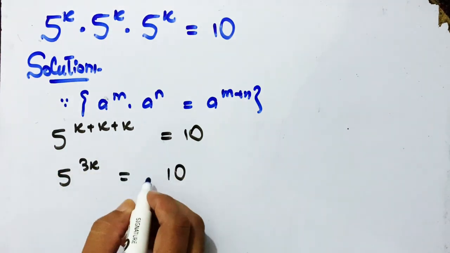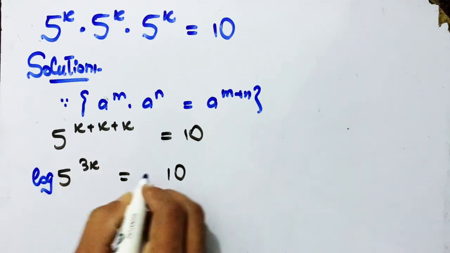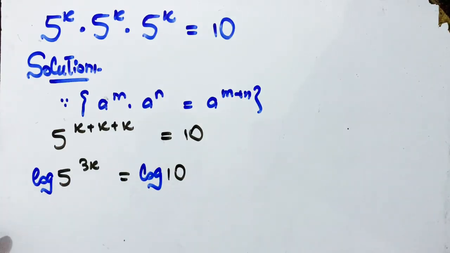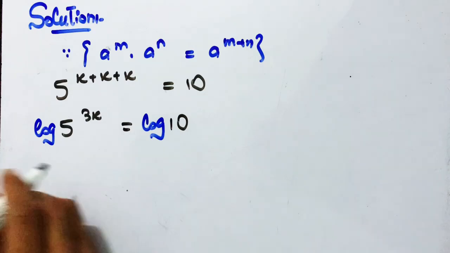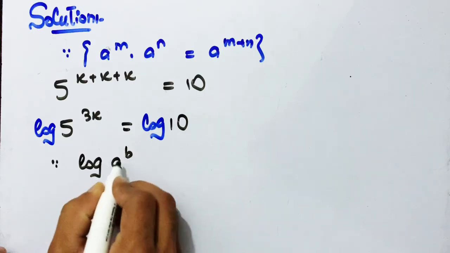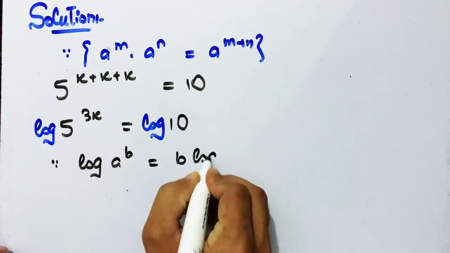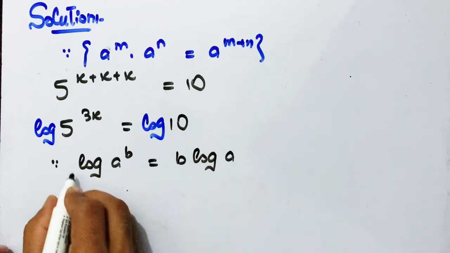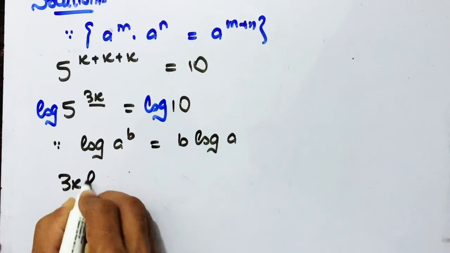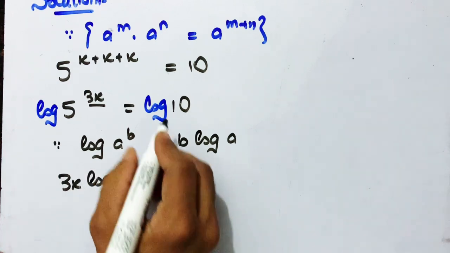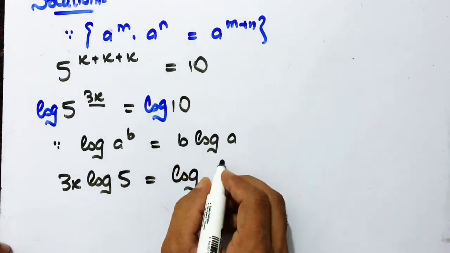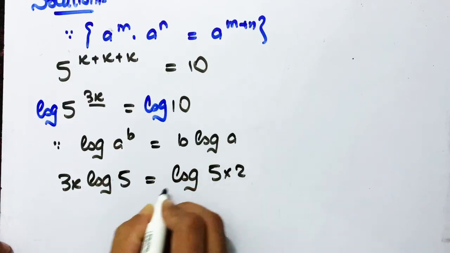To solve this, I take log on both sides. Using the formula log of a to the power of b equals b log of a, our equation becomes 3x log of 5 equals log of 10. Log of 10 can be written as log of 5 times 2, since 5 times 2 is 10.